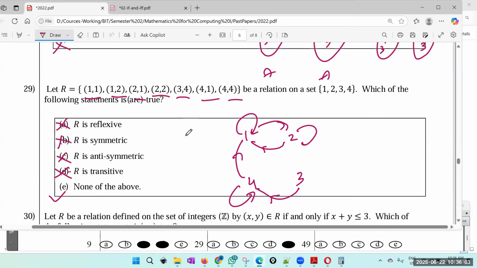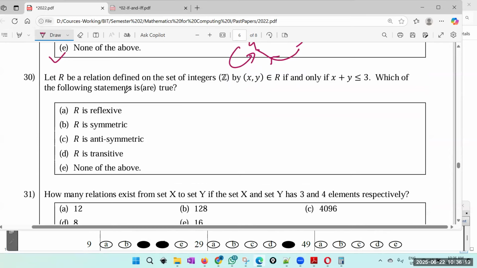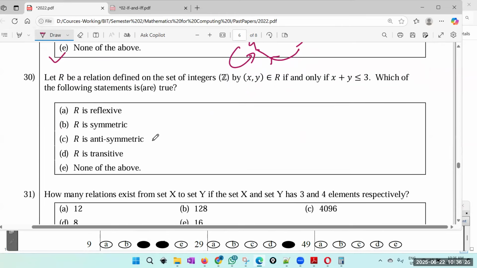Yes, the answer is C. So this is a well thought out exam paper. Well thought out exam paper. It's tough, but it's fun. Especially when you're not in the exam. When you're in the exam, yes, it's a lot of stress also.